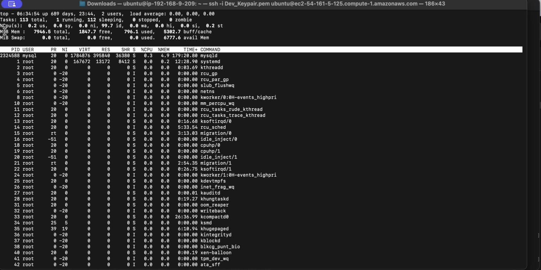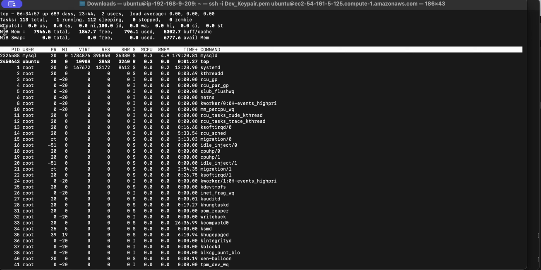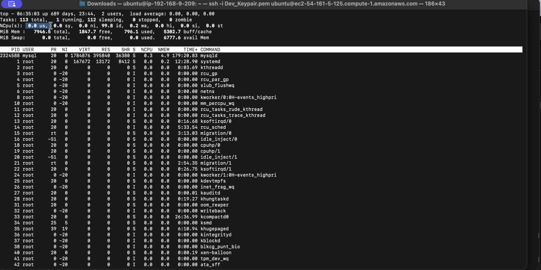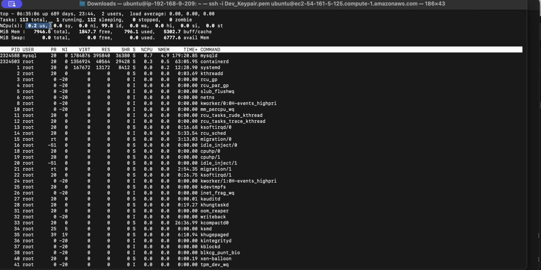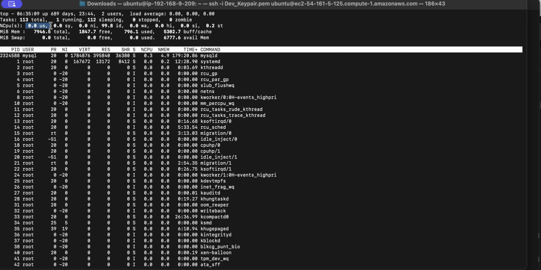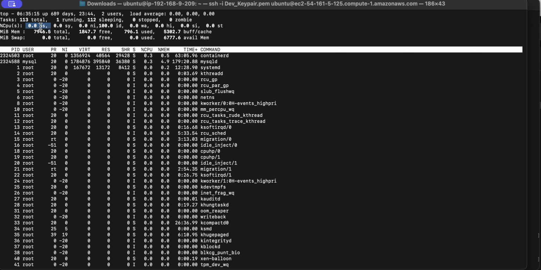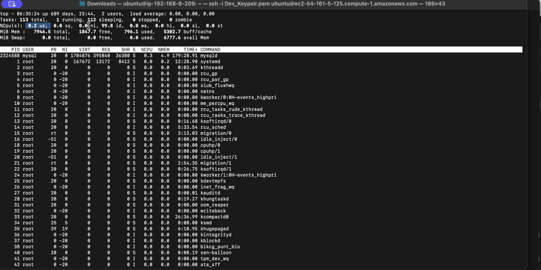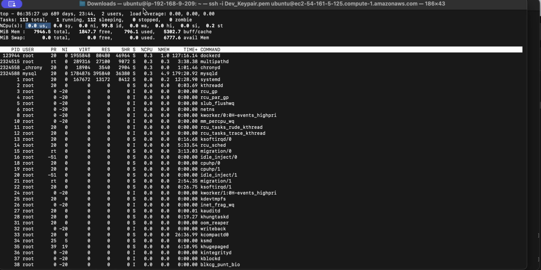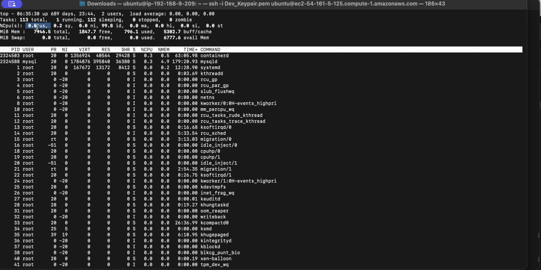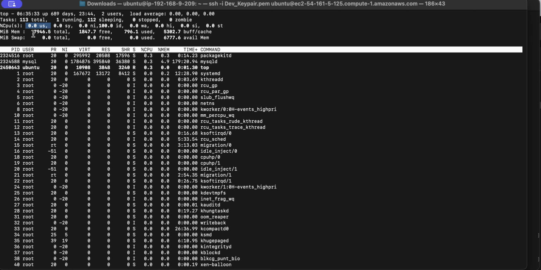Now it comes to CPU. This is 0.0 us. US means user processes. So how much of the CPU is being used by user processes? 0.2 CPU. So these are the processes which got run by users, either Linux or Ubuntu, whichever user is there. So from all users, at the moment, no CPU is being used.